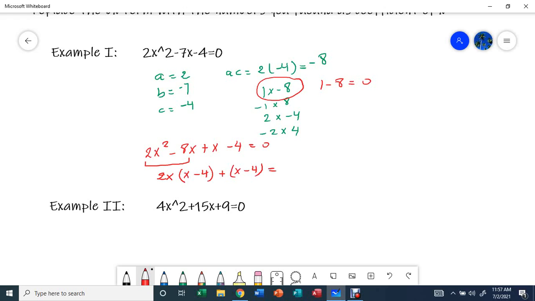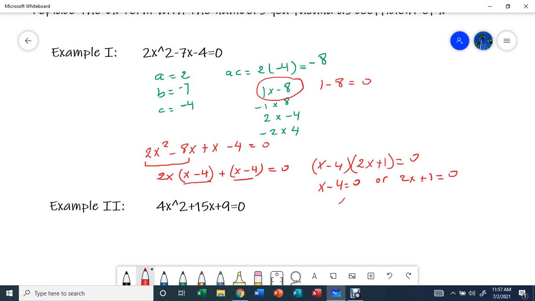And that's called factorization by groups. So now you see the new common factor, it's x minus 4. So x minus 4 times 2x plus 1 equals 0. Using the zero product rule, that's x minus 4 equals 0, or 2x plus 1 equals 0.